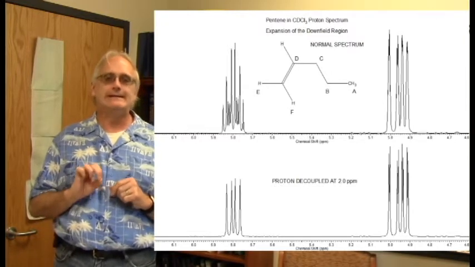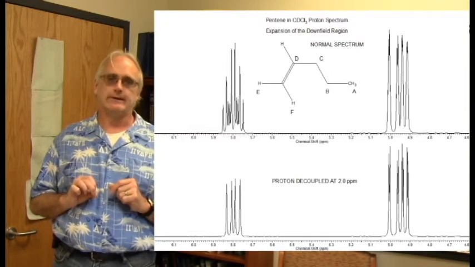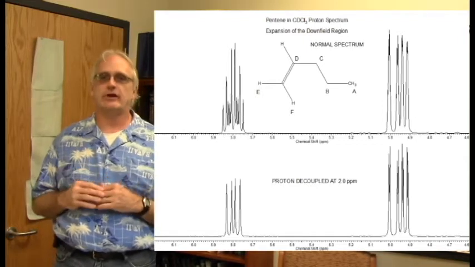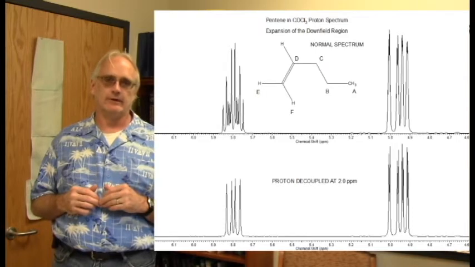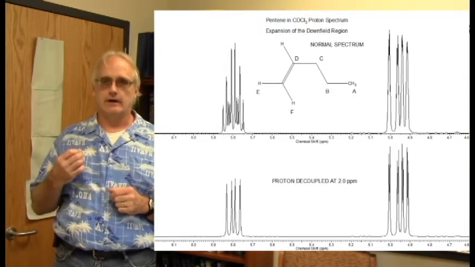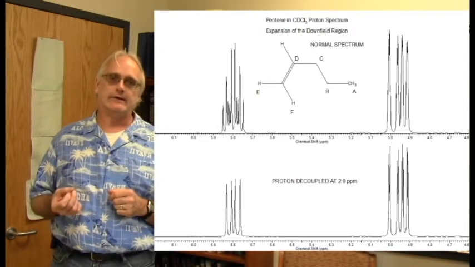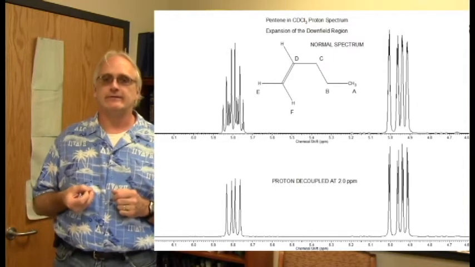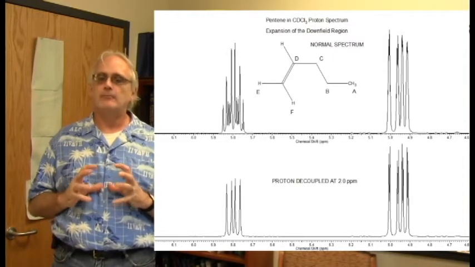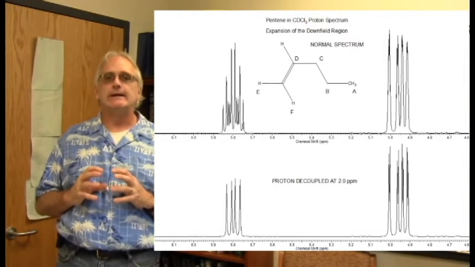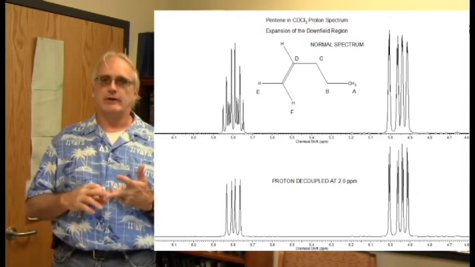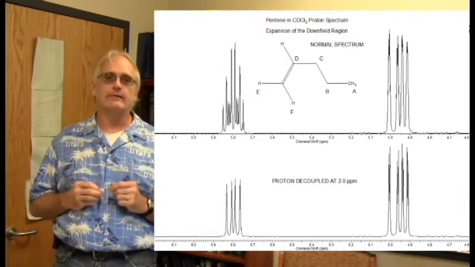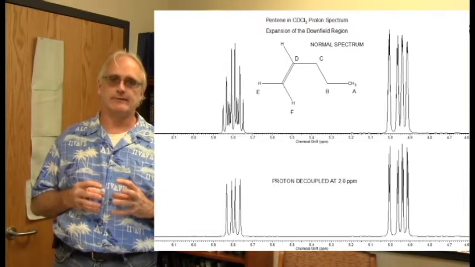But it's proton D that I really want to focus on here, to really see the changes, how this complex pattern has become a doublet of doublets. Since we removed group C, 2 protons, it lends a little bit of credence that lurking inside this complex pattern at group D is a doublet of doublets of triplets. With the triplet part removed, all we now see is the doublet of doublets.